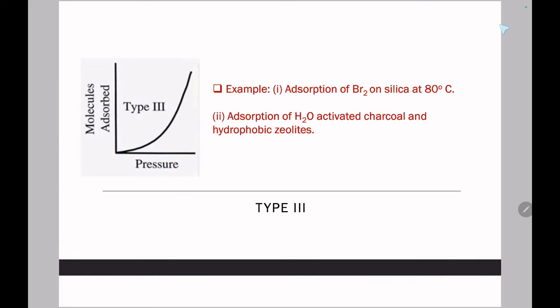Examples for type 3 adsorption include the adsorption of bromine on silica at 80 degrees and adsorption of water on activated charcoal and hydrophobic CLH. They are the examples of type 3 adsorption.